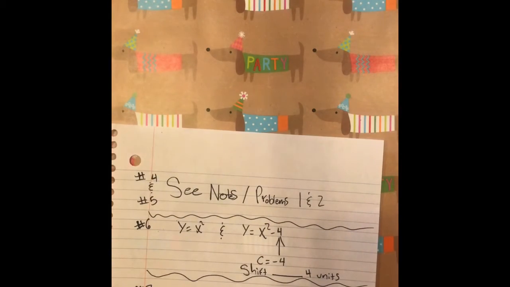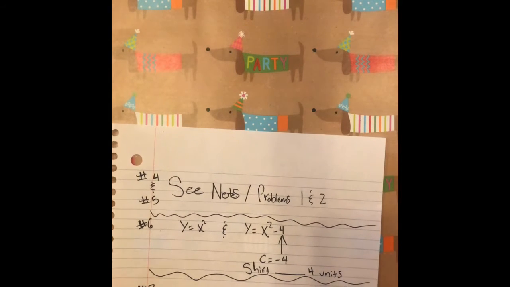Now, problem number 6. We have, let me find it really quick. All right, question number 6. It says, graph y equals x squared and y equals x squared minus 4 and compare the 2 graphs. And then it says to complete the statement. So the statement is as follows. The graph of y equals x squared minus 4 has the same shape as the graph of y equals x squared, but it is shifted blank 4 units.